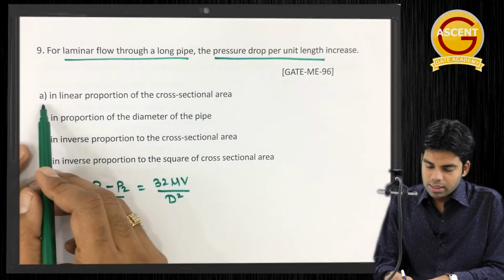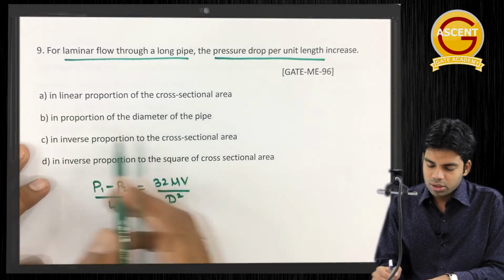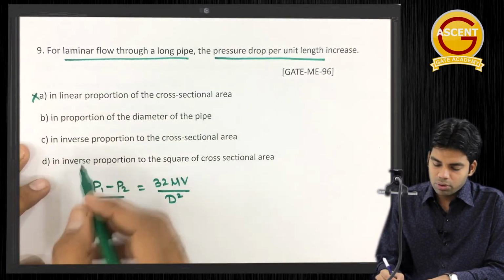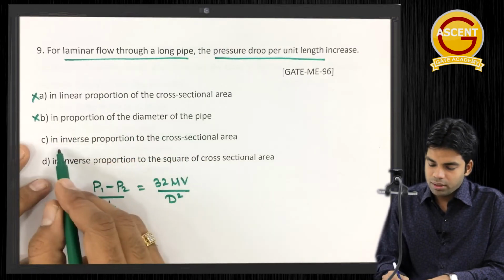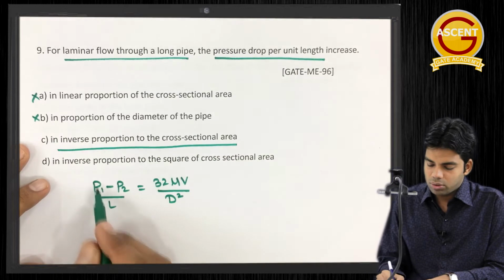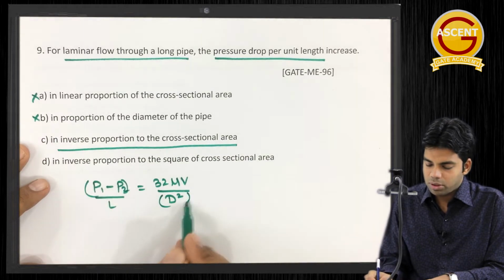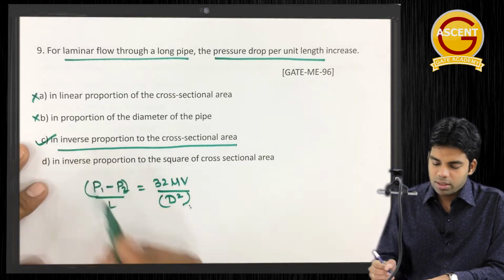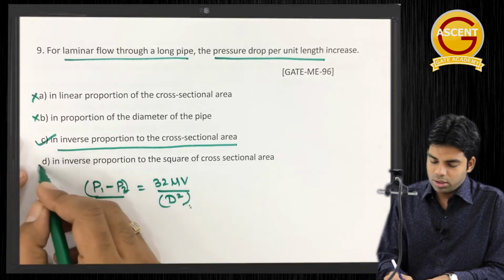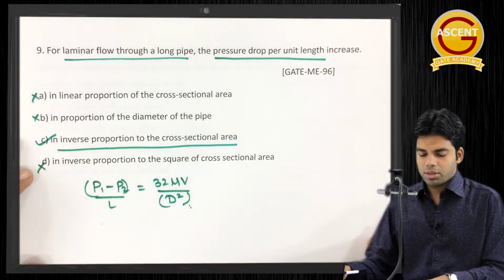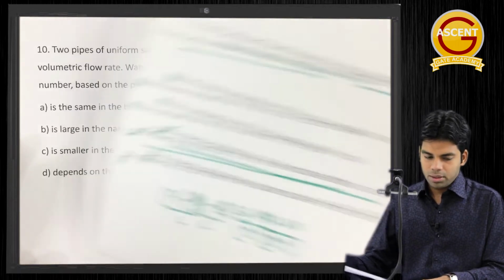Okay, now is it in a linear proportion of cross section area? No, this is not a linear proportion of cross section area. In proportion of diameter of the pipe? No. In inverse proportion to the cross section area. So this P1 minus P2 is inversely proportional to D square. Okay, so this will be the answer, inverse proportion of square of diameter, not the square of cross section area. Okay, so answer should be C. Clear? Next question.